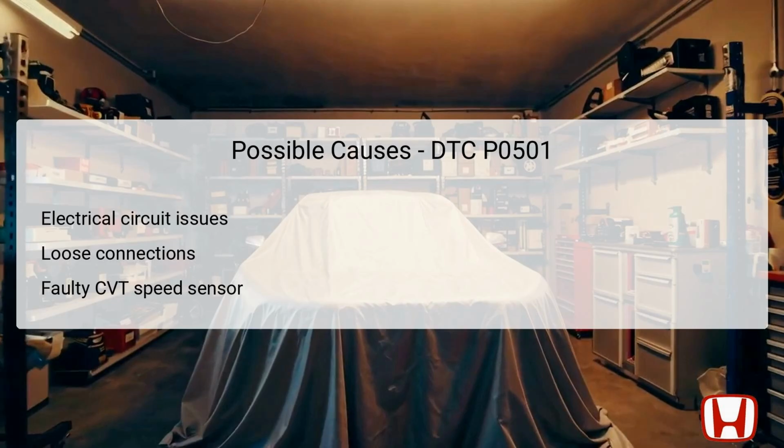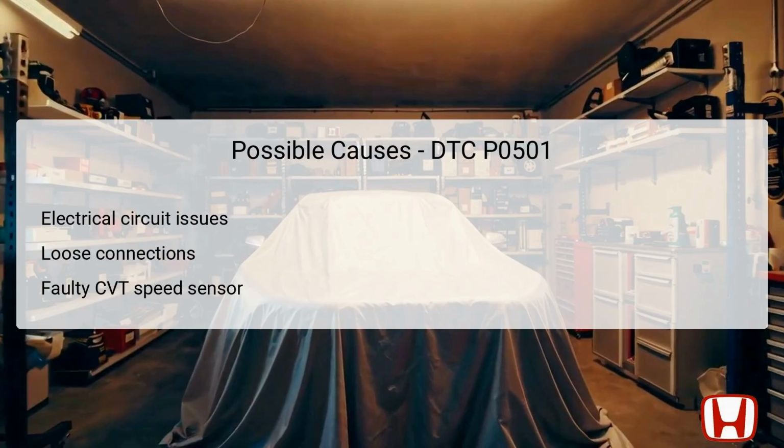Several factors can lead to the emergence of DTC P0501. One common cause is an electrical circuit issue, which includes a failure in the wiring or connectors that link the CVT speed sensor to the PCM. Loose connections can also result in intermittent signal disruptions, causing performance issues related to speed measurement.